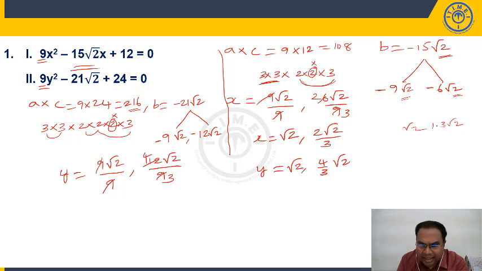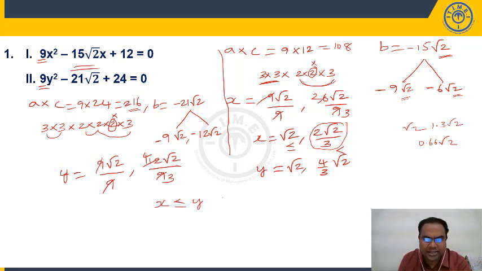So this is either equal or less than or equal. Let us take this 2 by 3 root 2. 2 by 3 root 2 is nothing but 2 by 3 is 0.66 root 2. 2 by 3 of root 2 will be less than root 2. It will be less than 4 by 3 root 2. So I can say x is less than or equal to y. X is less than or equal to y is nothing but fourth option.